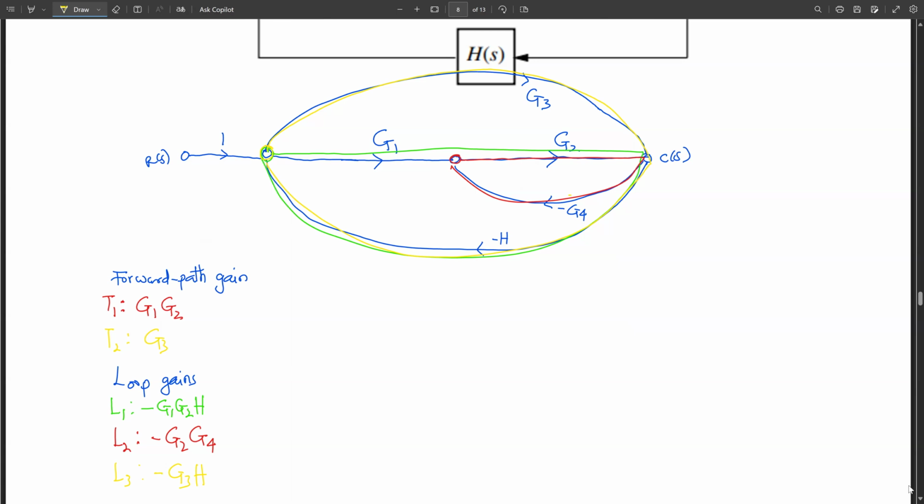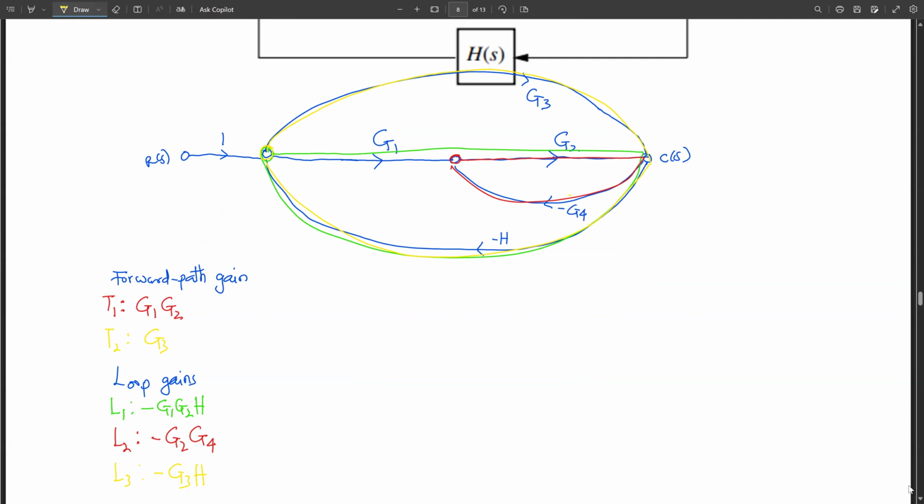Don't worry, we'll by all means take an example that would need us to find the non-touching loops, taking 2 and 3 at a time. But for now, I'm still trying to take things slow and easy.